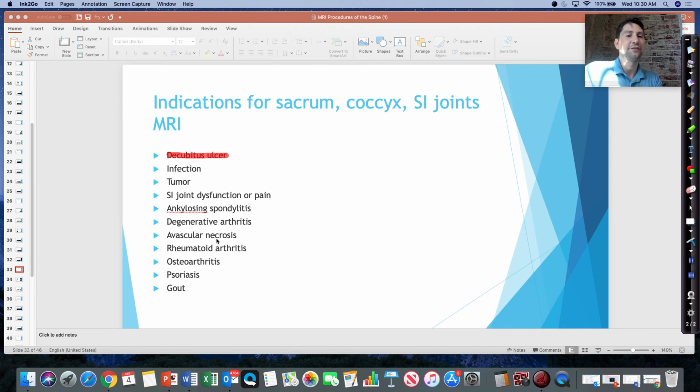Avascular necrosis, this is where you might have a fracture of like the sacrum or the coccyx, and then you're not getting blood flow to a certain area of that bone, and that bone dies away. Rheumatoid arthritis, that's autoimmune. Osteoarthritis, just from old age and repetitive use. Psoriasis and gout. So you can see some of these things you find in like the feet and in the hands.